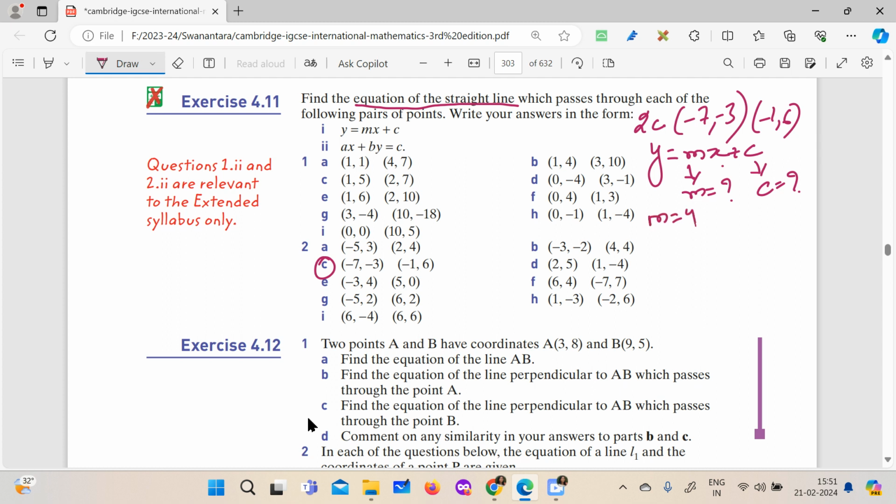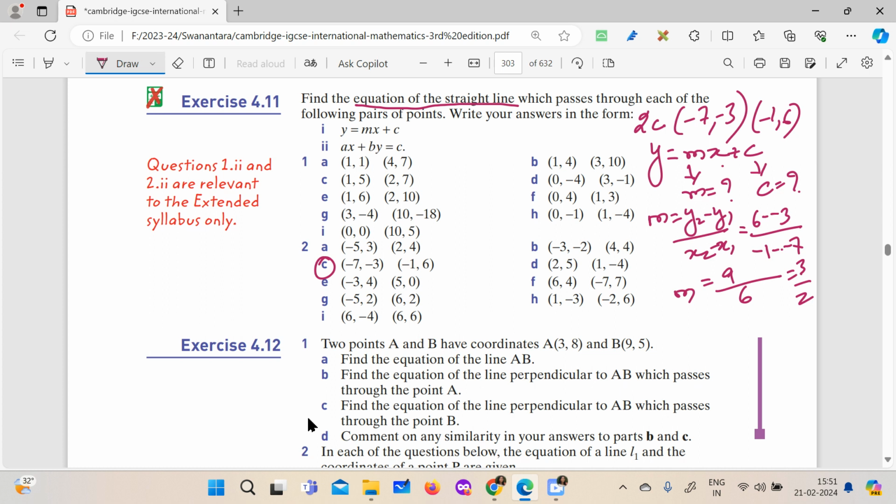m is equal to y2 minus y1 over x2 minus x1. So y2 is 6 minus minus 3, y1 is minus 3, over minus 1 minus minus 7. So I will get here 6 plus 3, that is 9, and minus 1 minus minus 7 is minus 1 plus 7, that will result in 6. So you have 3 over 2. We got the value of m, right? Yeah.